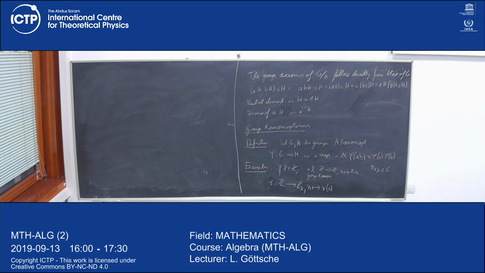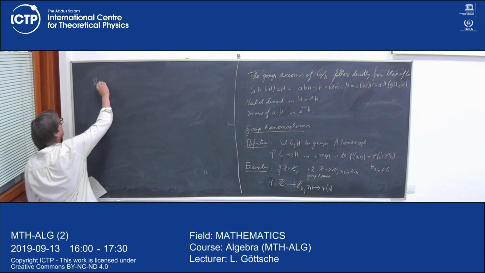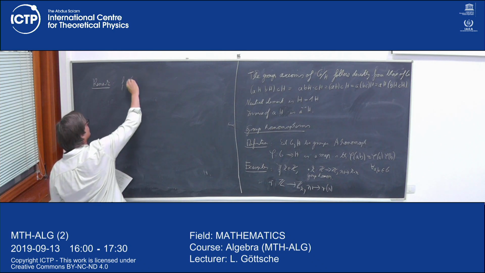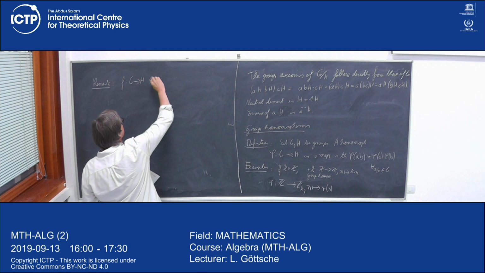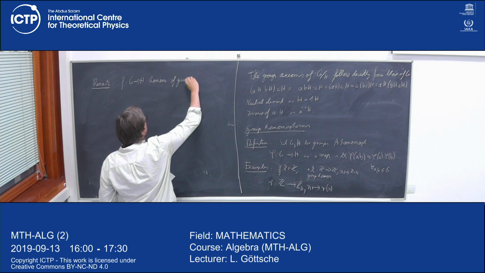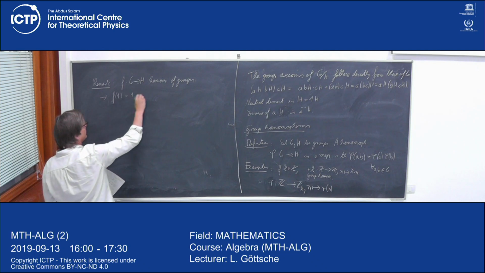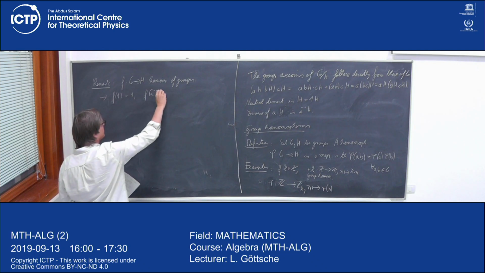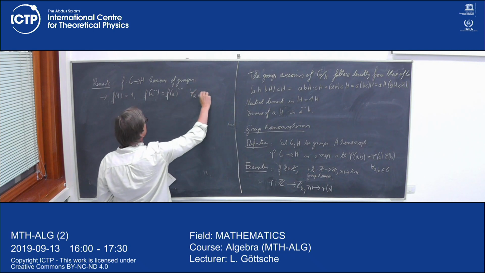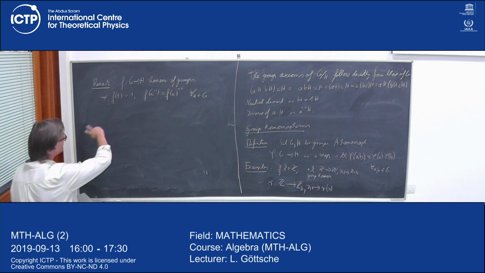As I said, we have this remark which I will not prove; I leave it as an exercise. If f from G to H is a homomorphism of groups, then f of 1 is equal to 1, and f of a to the minus 1 is equal to f of a to the minus 1. This follows directly from the definition. I think it's one line.